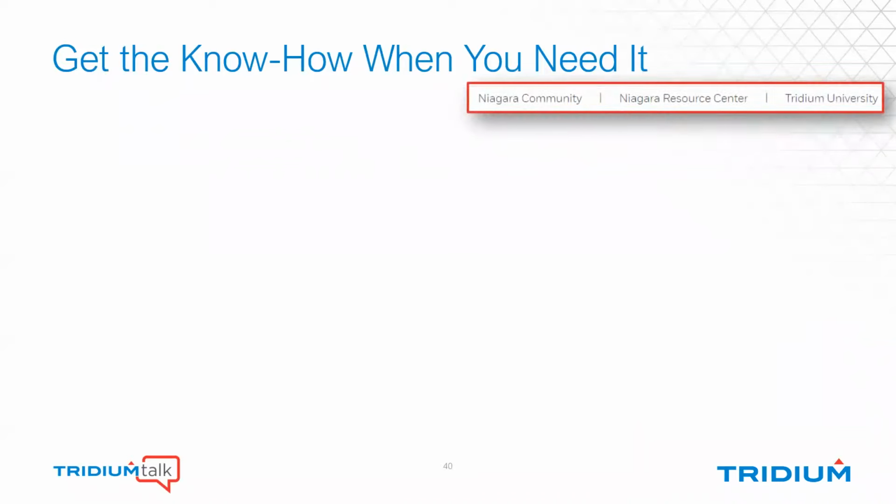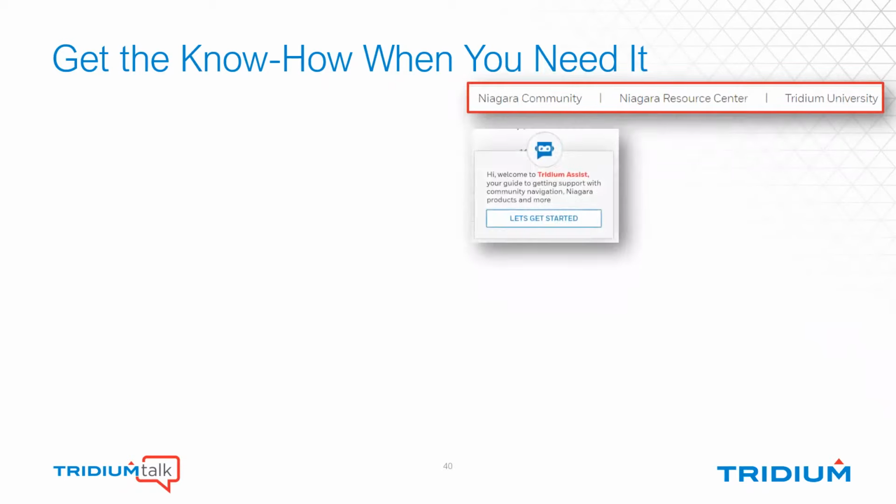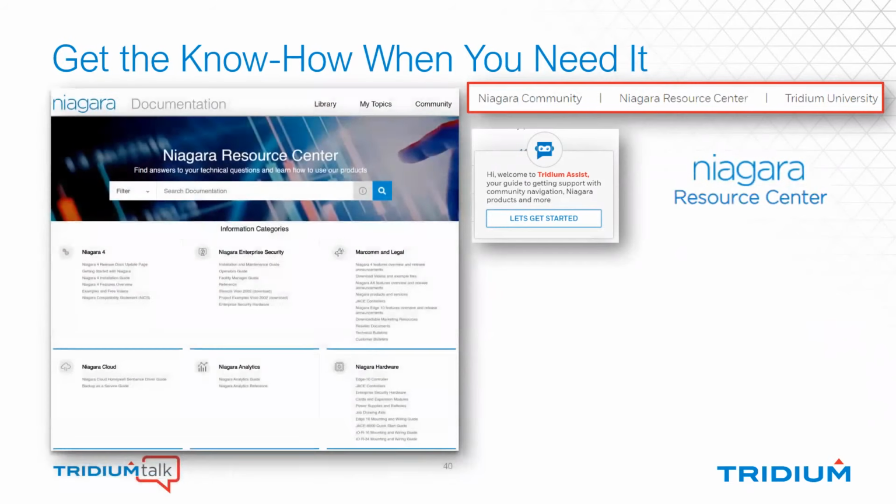At the top of the website, we have Niagara Community, Niagara Resource Center, and Tridium University links. For the Niagara Community, we've had a recent Tridium talk on some of the latest features. Particularly, we now have our little chatbot, Tridium Assist, that can help you find your way through there. We've also had a refresh to the Niagara Resource Center, trying to provide you even easier access to a wider range of information on Niagara.